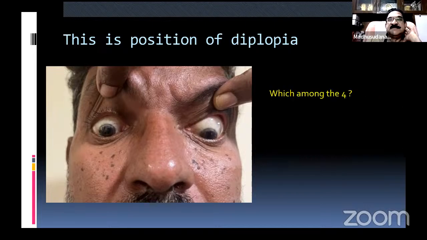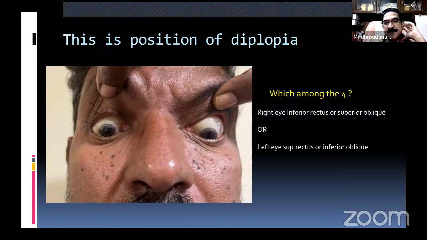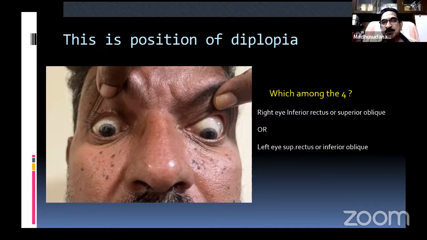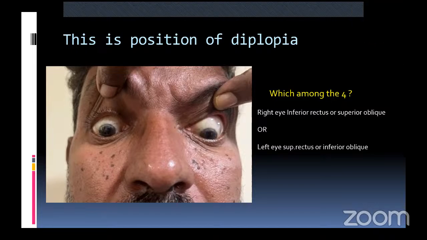Now, which among the four is the culprit? Right inferior rectus or the superior oblique, or left eye superior rectus or inferior oblique? What do you think? Which eye is at fault? Right inferior rectus. Among the two groups, it could be right. That point will come later on.